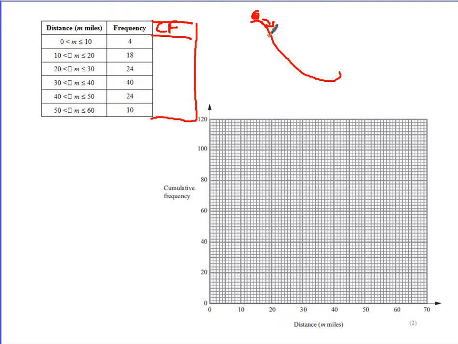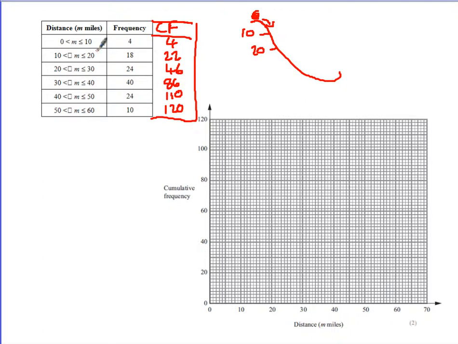So it rolls through down to 10 and it's picked up 4. It keeps rolling down to 20 and it's picked up another 18. Picks up another 24, that's then 46. Add a 40 on, 86. Add a 24 on, 110. And then a final 10, that's 120. So you've filled out your cumulative frequency table. Then from there, it's asking you to draw the cumulative frequency graph.